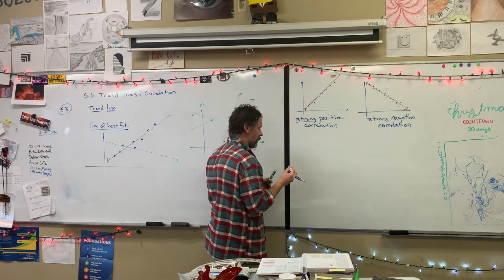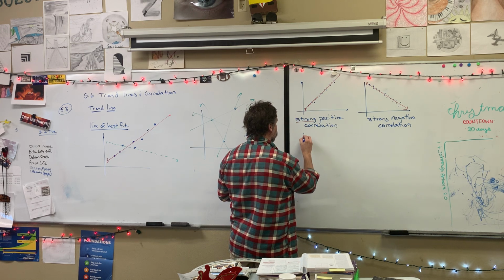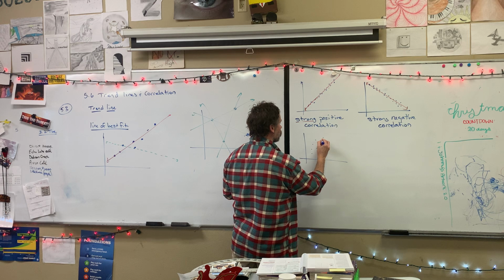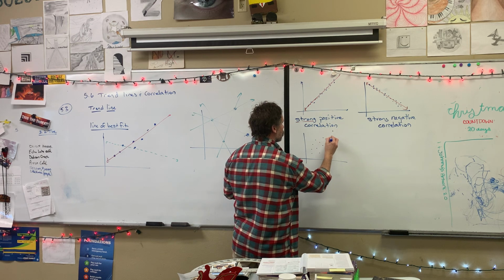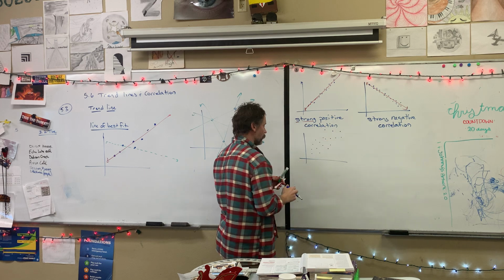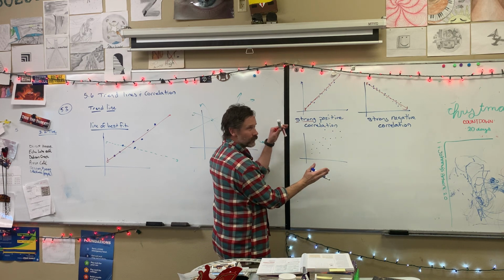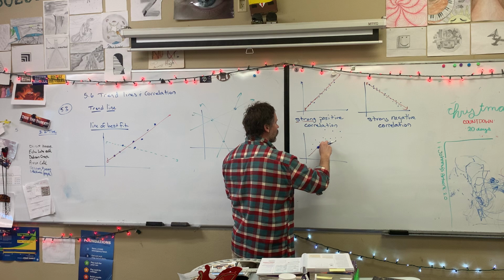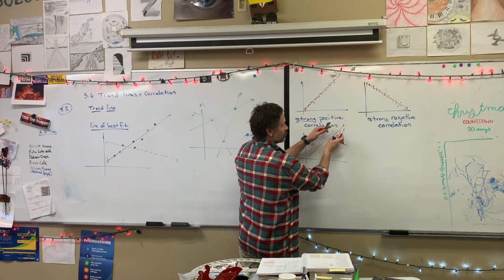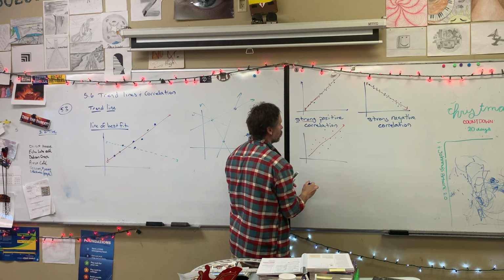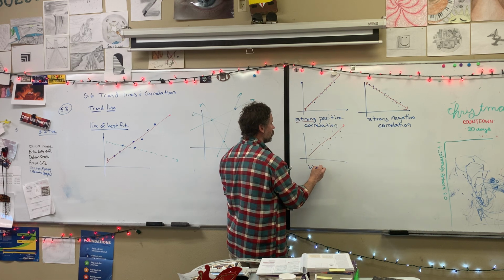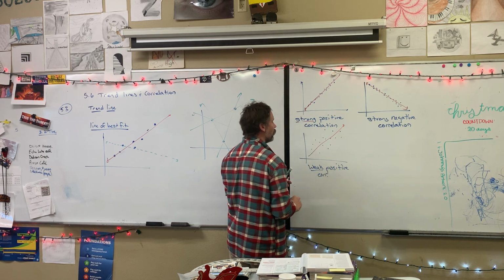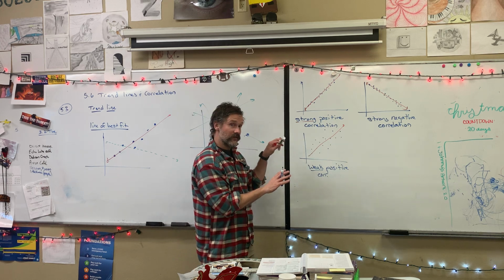You could also have something that would look more like this. Those points are no longer nice and tight-knit like this. A line kind of generally fits, all the points are generally going up in that direction, but they're more scattered throughout. This is what we would call a weak positive correlation, because the points are kind of scattered out.